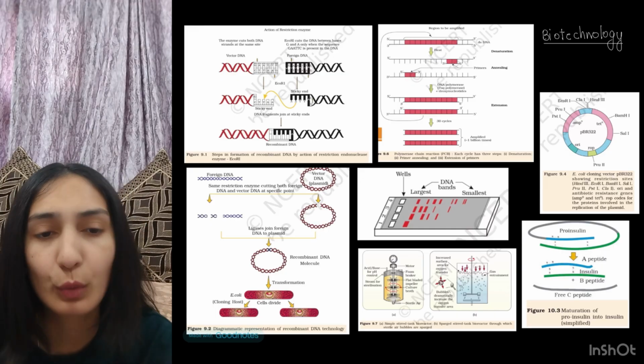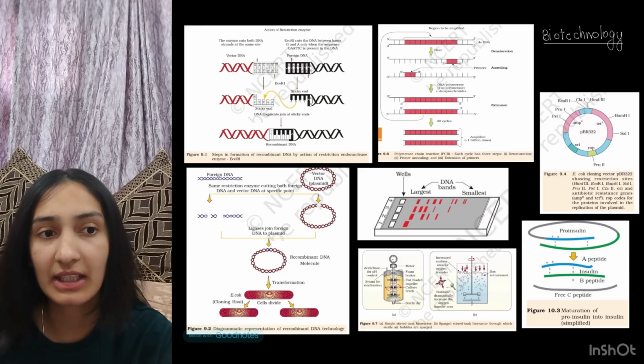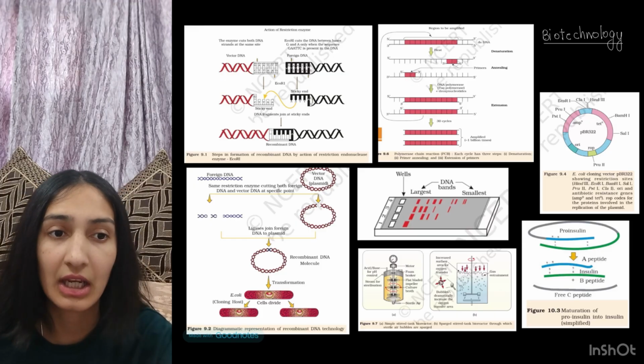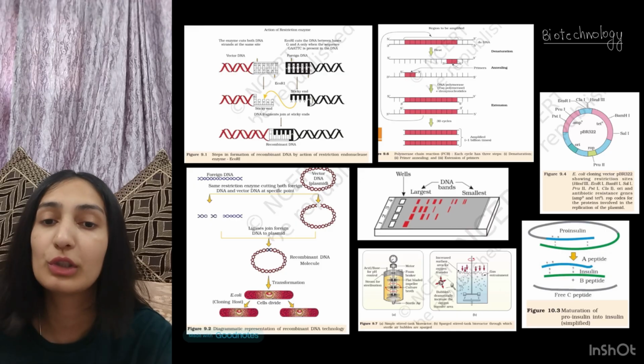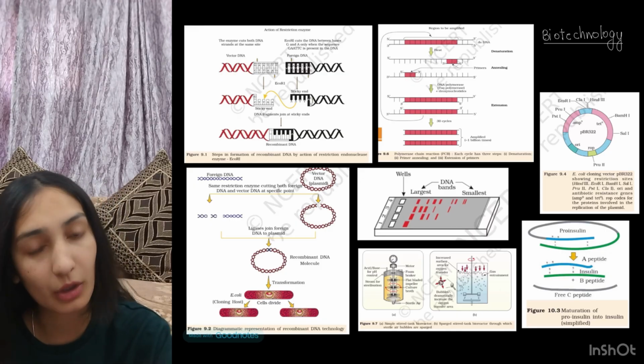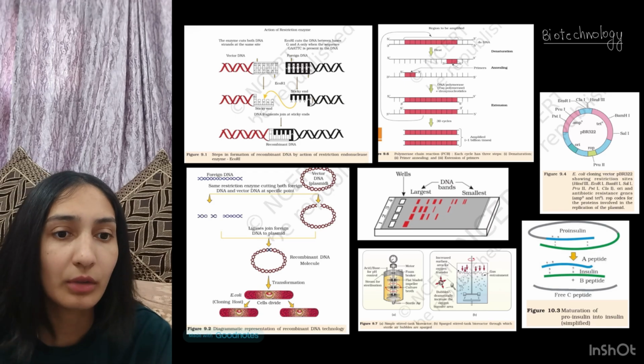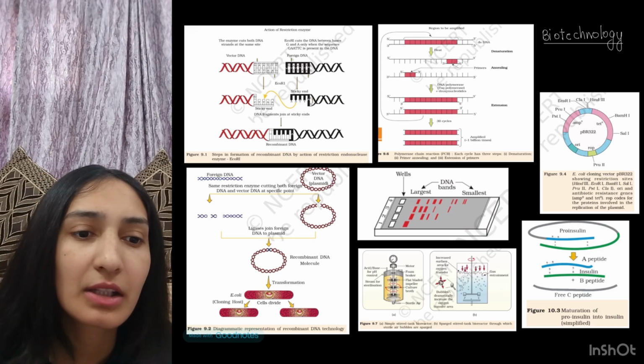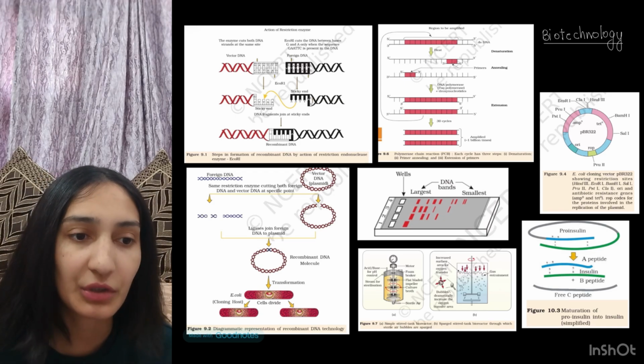Then what happens, we have two sticky ends, one in the vector DNA and one in the foreign DNA. Now these DNA fragments will join at the sticky ends, and this finally leads to the formation of a recombinant DNA.